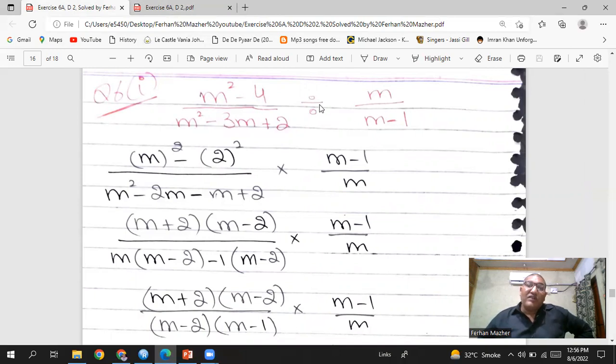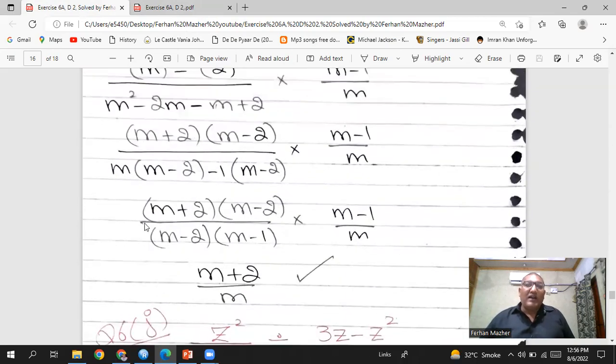Multiply. When you convert this divide sign into a multiplication sign, this fraction will reciprocate. So you will have m minus 1 divided by m. This m square minus 2 square can be written as m plus 2 in one bracket multiplied with another bracket that has m minus 2 in it. Downstairs, from these two, I can take the m common, so you will have m minus 2 in the bracket. From the last two terms, I can take minus 1 common. So in the bracket, we will have m minus 2, multiplied by m minus 1 divided by m.